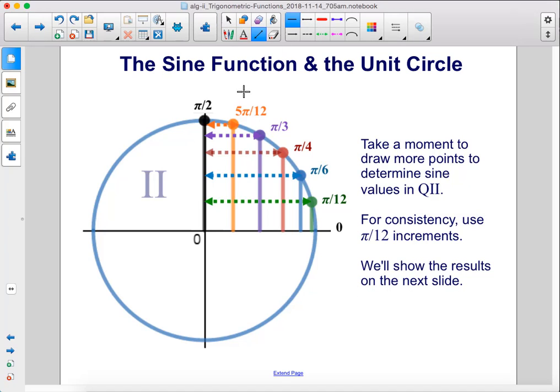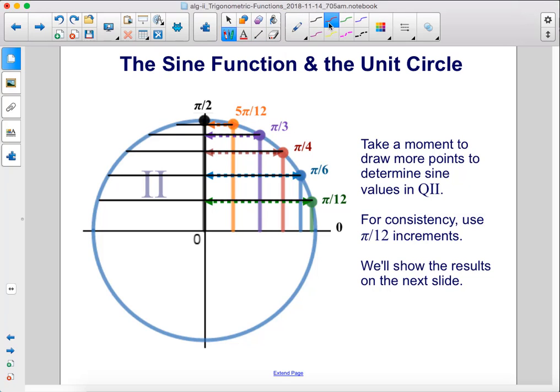So what we can do is reflect these points across the y-axis. So that point goes there, this point goes there, and so on. Just like that, and then we can draw in our points.